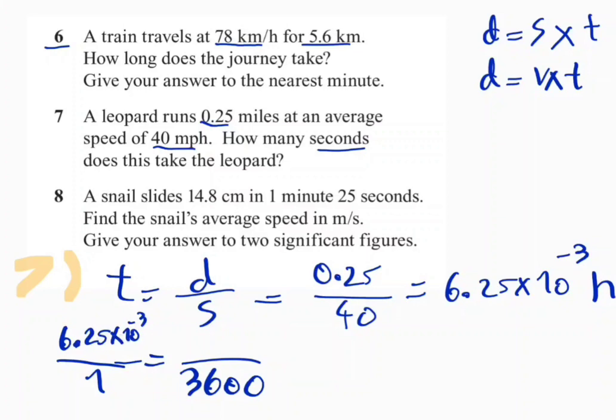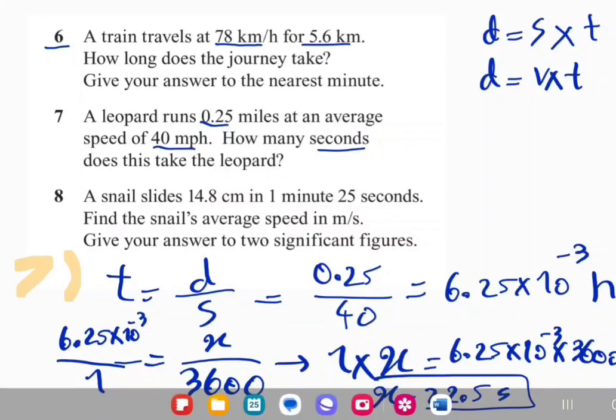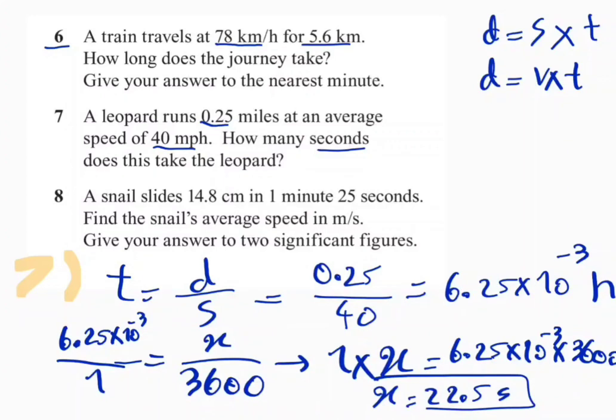now we want to convert this, to see how many seconds are in this amount of hours. So again, it's going to be 1 times x is equal to 6.25 times 10 to the minus 3 times 3600, and simplifying this gives us the final answer, which is 22.5 seconds. And that's it for this question.